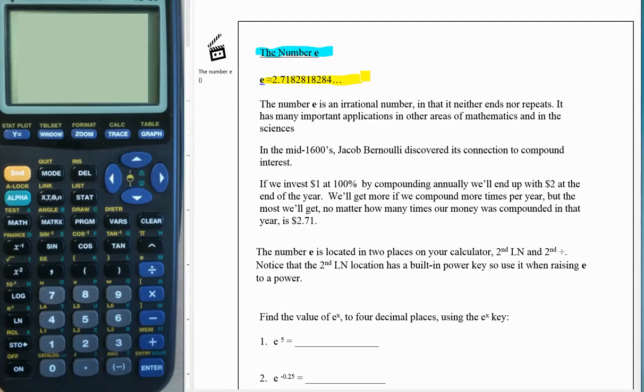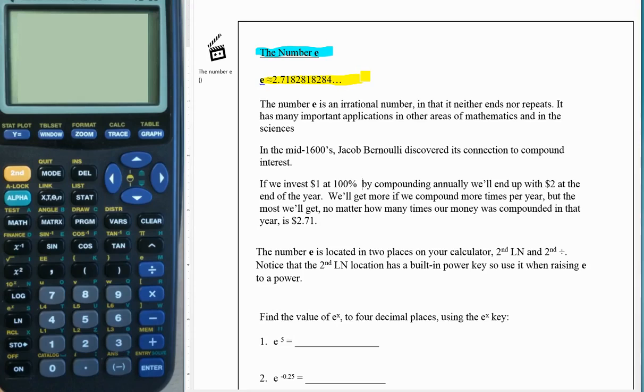But it actually, this specific number, 2.7 and on forever, has a lot of very important applications, and we'll actually see that it will help us with interest problems. And so in the mid-1600s, Jacob Bernoulli discovered its connection to compound interest. So we just talked about compound interest, and we'll do it some more.